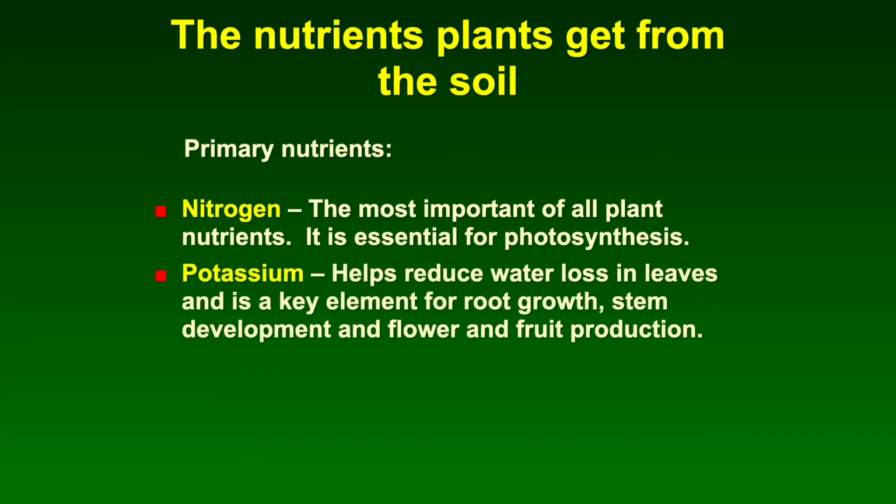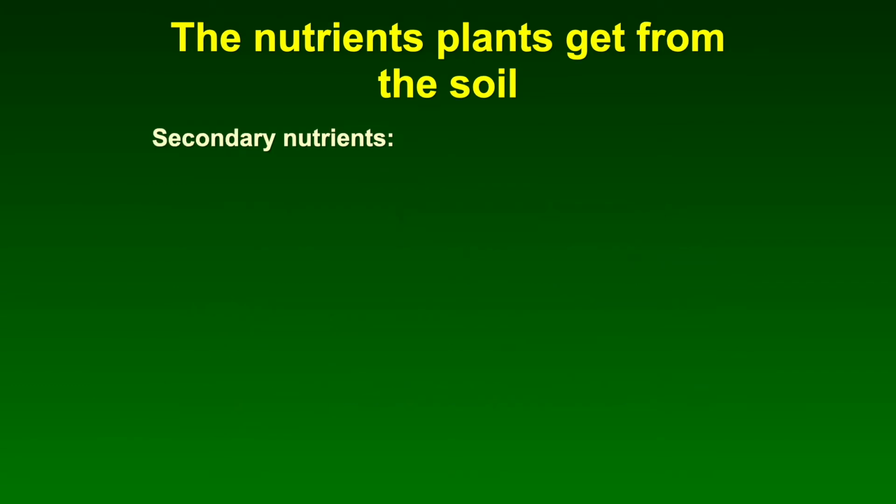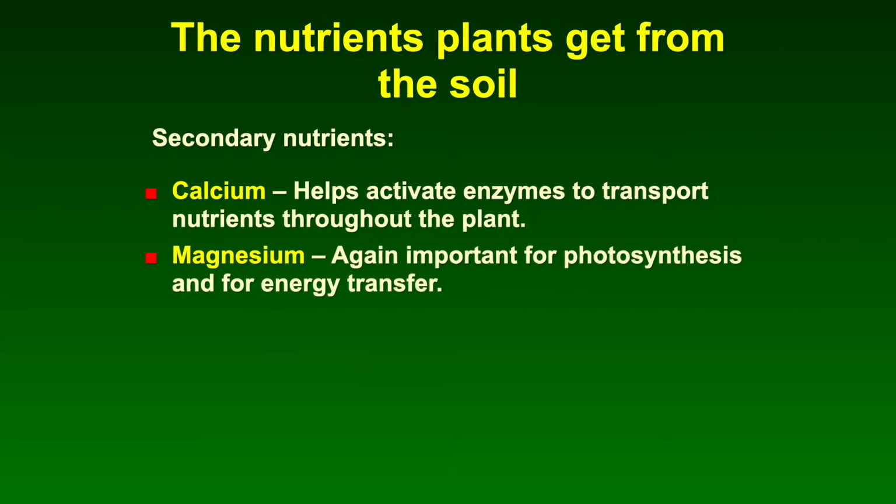Nitrogen is responsible for the green colour in plant material. Just as we humans need calcium for strong teeth and bones, so too plants use calcium to provide structural support to cell walls.